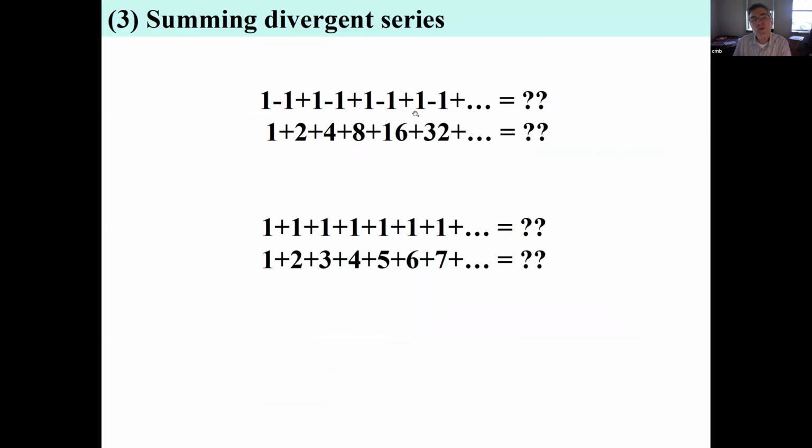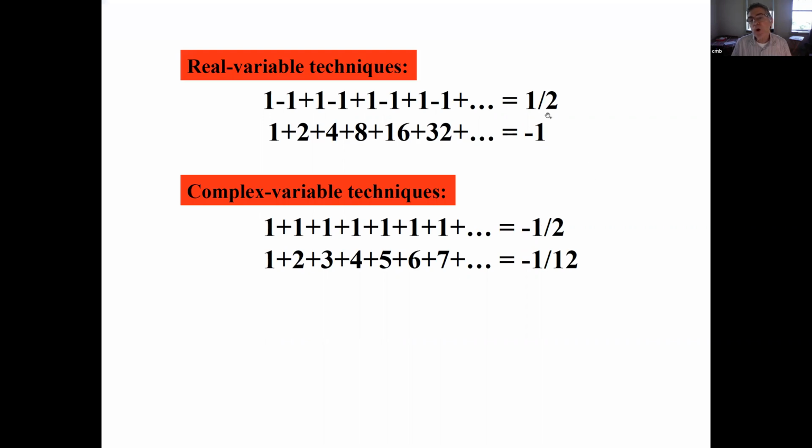Okay, so what about divergent series? These are 4 examples of divergent series. And I will show you what the sum of these series is. Here's the answer: 1/2, -1, -1/2, -1/12. You can obtain the sum of these series by using real variable techniques.